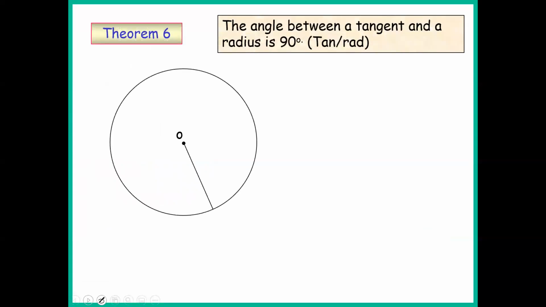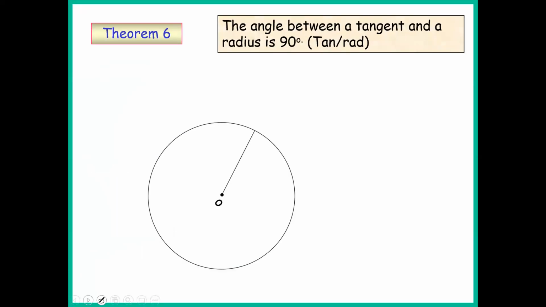Moving on to the next theorem, the angle between a tangent and a radius is 90. This is very important for analytical geometry as well. If you have your radius, at the point of contact, it will be 90 degrees. So that's your tangent that is perpendicular to your radius, or your radius perpendicular to a tangent. Very important theorem for us to use. And if we look at that from the other side, radius perpendicular to tangent.